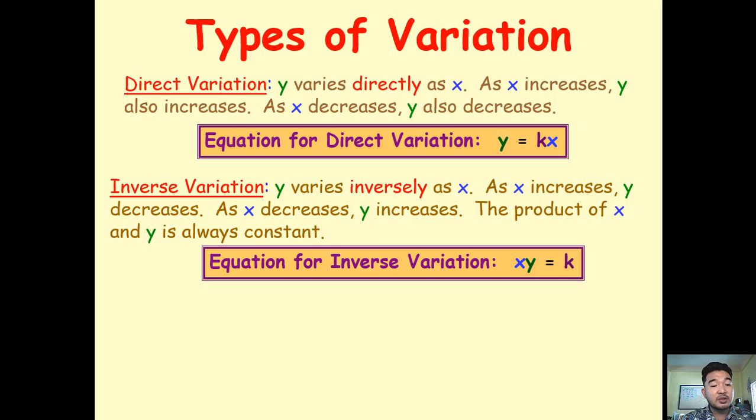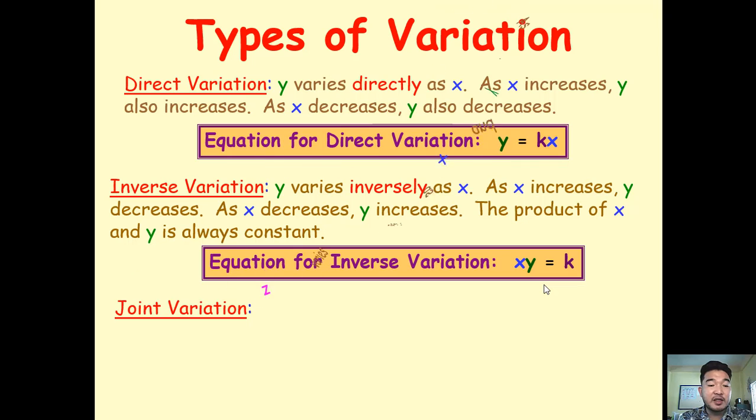The product of x and y is always constant, and that is what we call the constant variation. The equation for inverse variation is xy is equal to k, or y is equal to k divided by x. These are the two different types of variation that we already discussed. I know that you already know how to solve inverse and direct variation.